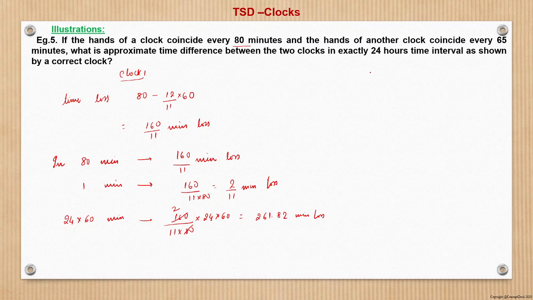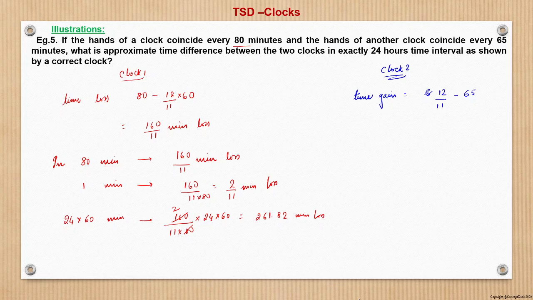Now we will see for clock 2. What does this show here? Here the two hands are meeting after every 65 minutes. So here it is a time gain, right? Because in a usual clock they meet after every 12 by 11 hours. Here they are faster. They are meeting more frequently, right?